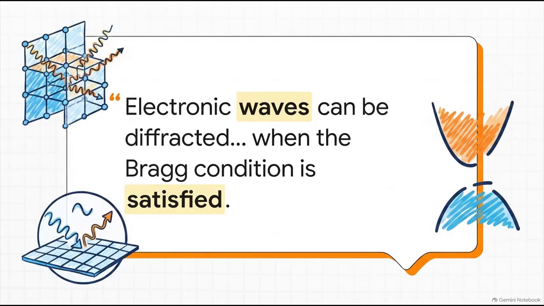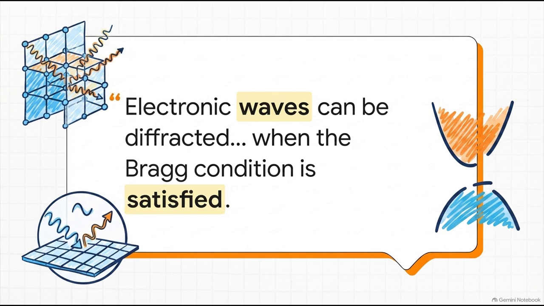Now let's see how this builds into something even more profound when we start looking at how electricity moves. Let me read you a quote directly from our source material. "Electronic waves can be diffracted or reflected when the Bragg condition is satisfied. The nearly free electron becomes a discontinuous curve." You see, in a crystal, electrons aren't just little solid balls zipping around. They actually behave as waves, just like the X-rays. And because they are waves, as they travel through that crystal's atomic grid, they also experience diffraction.